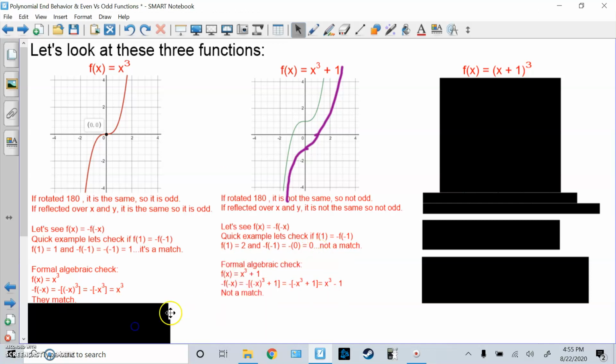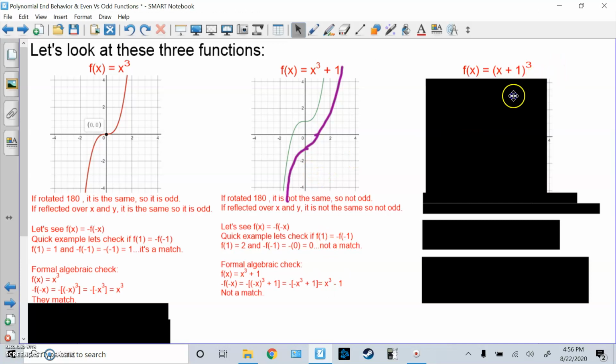Here's the form algebra. Here's the original. I'm plugging negative x for every x first. Then once I finish the whole thing, I'm going to multiply the whole equation by negative 1. So negative x cubed, I know that still is negative x cubed. Plus 1, I distribute this. This will be positive x squared minus 1. Notice this is actually the purple line I drew, right? It's the cubic that was transformed down 1. So these are not the same.